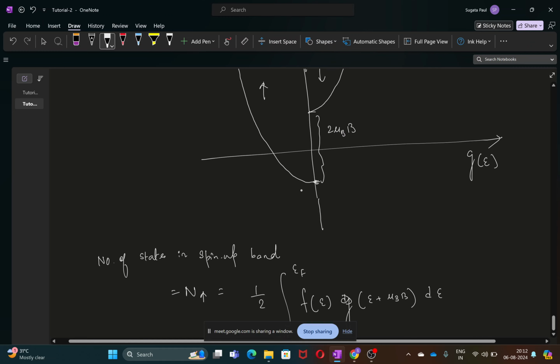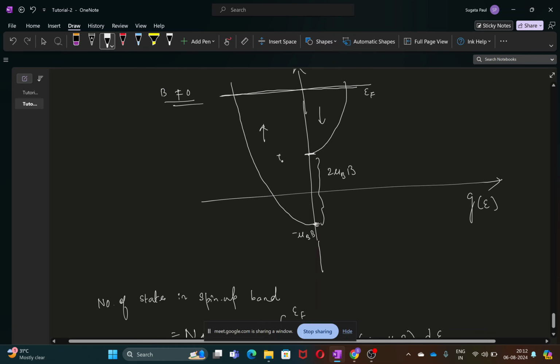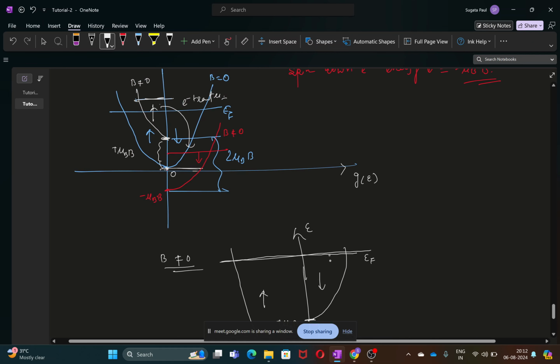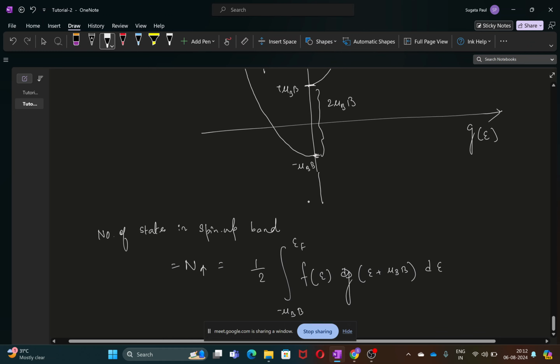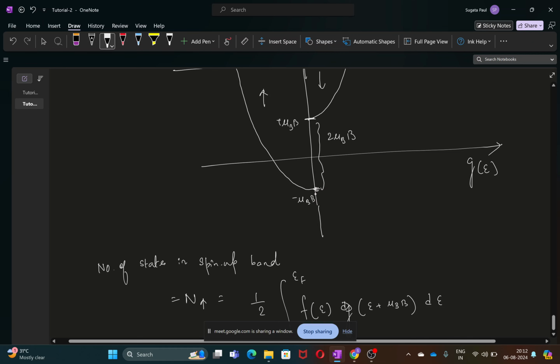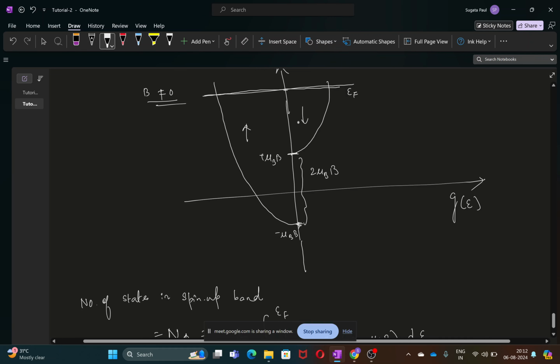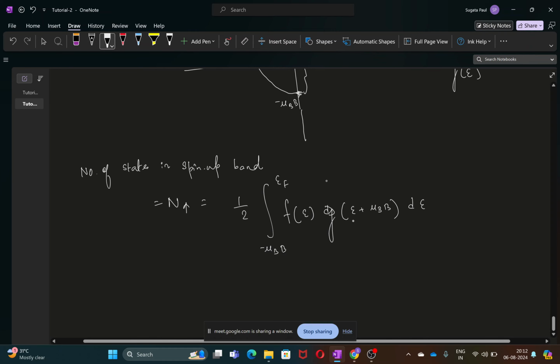So we mark this as the minus mu B level. And this is where the spin down band ends, the plus mu B level. Basically these bands have been readjusted from this location to this location so that there is a uniform Fermi level. So for the spin up band, its starting point is minus mu B on the negative axis, and it can go up to the EF level. Similarly, the spin down band starts from plus mu B on the energy axis and goes up to EF, which is the Fermi level.